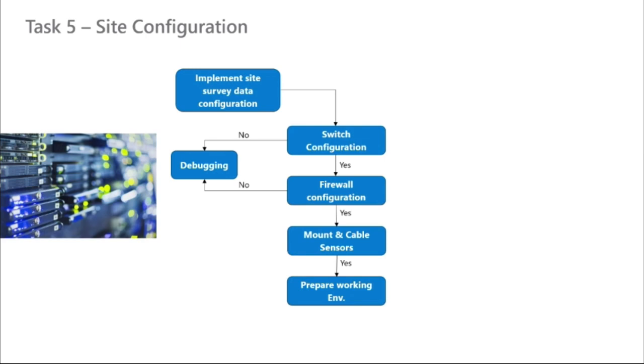To do switch configuration, firewall configuration, and prepare the environment, which includes mounting and cabling all of the infrastructure in order to support the sensor, as well as preparing a working environment in case we want to do, or the customer wants to do, a localized deployment scenario. All this needs to be done complementing the site deployment kit that was given to us before.